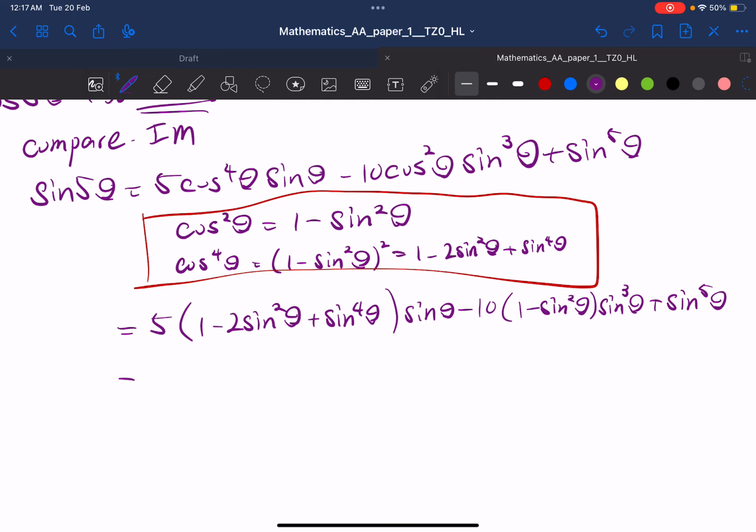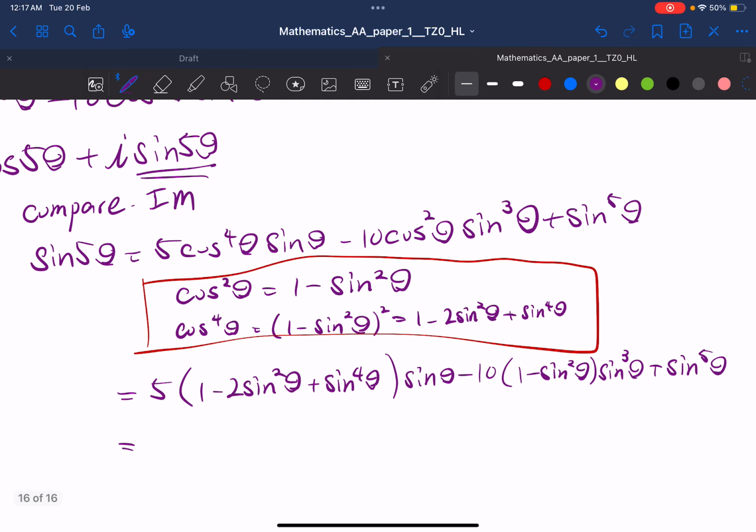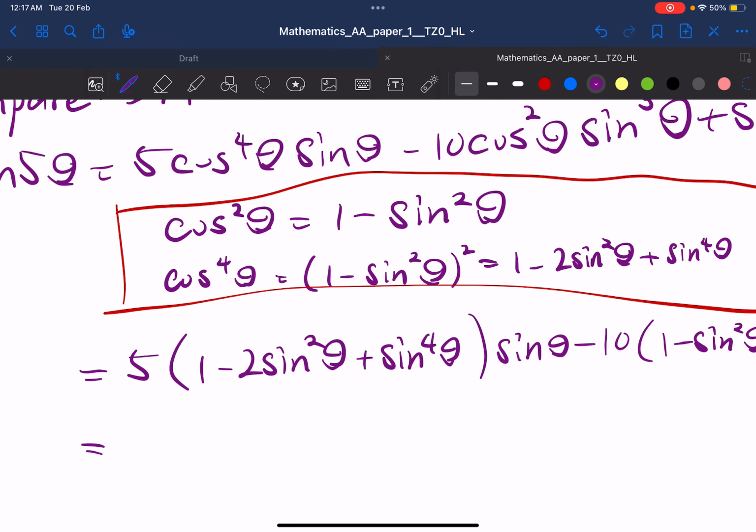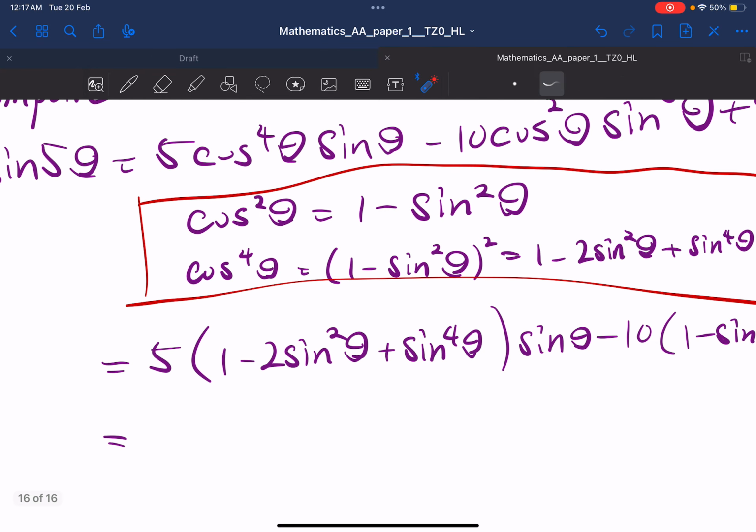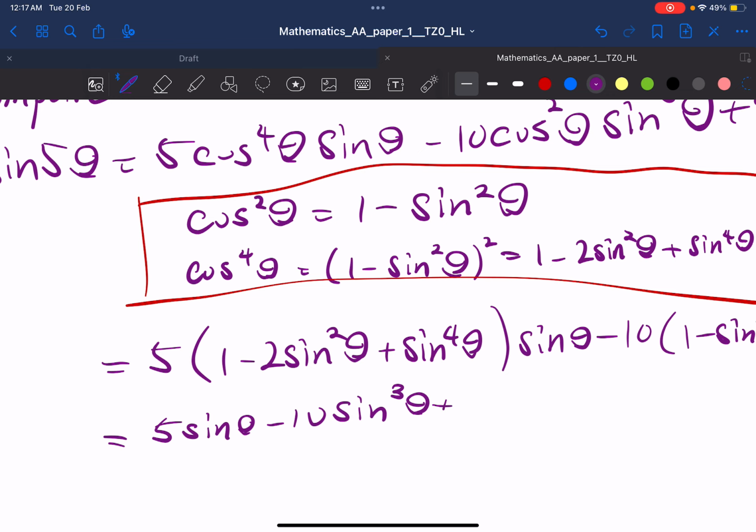Okay, so we're doing it one by one. Let's see. So the first part, 5. Remember we have a sine here. Okay, 5 sine times the 1, you got 5 sine. And then the next one will be negative 10 sine. So sine squared times sine will be sine cubed. And then the last one will be plus 5 sine power 5.